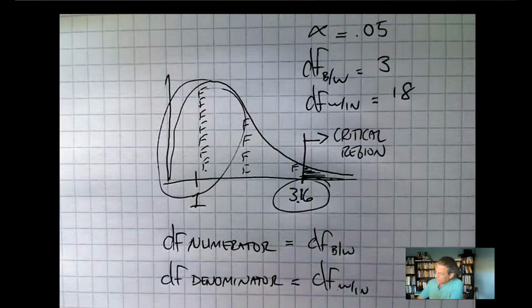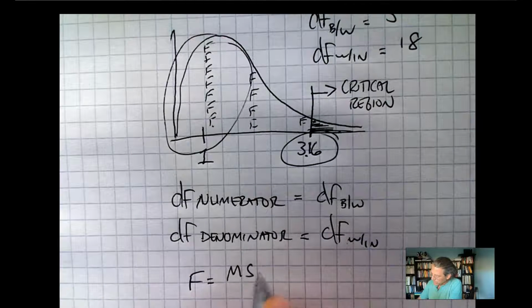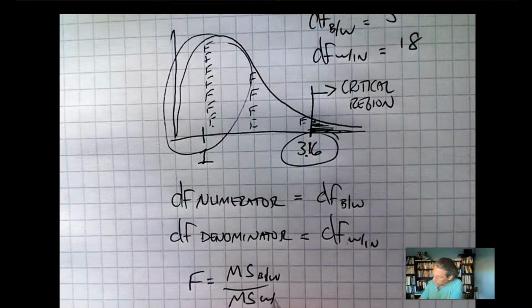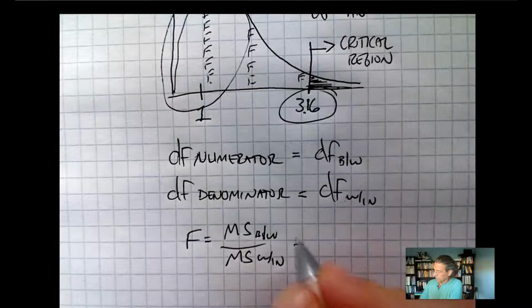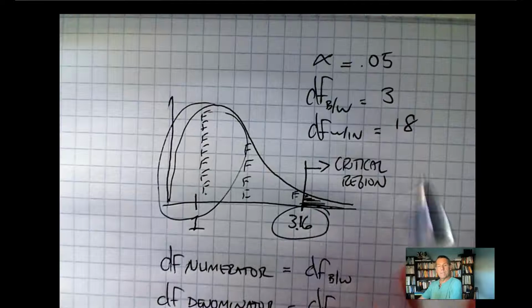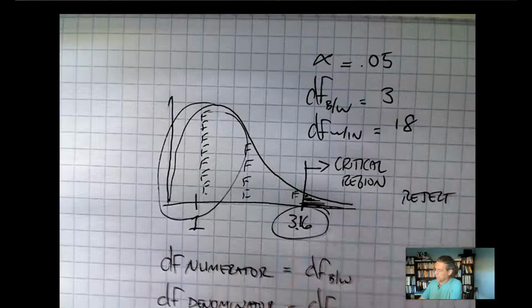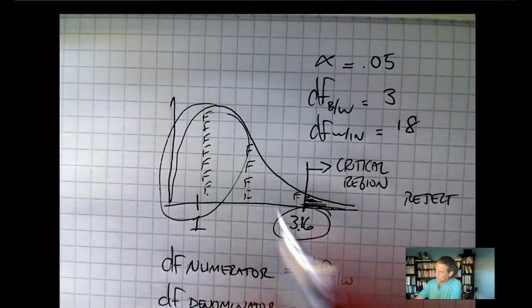So when we eventually calculate our F ratio, and we do our mean square between over mean square within, if that number is bigger than 3.16, we're going to reject the null. If it is less than 3.16, we're going to retain the null.